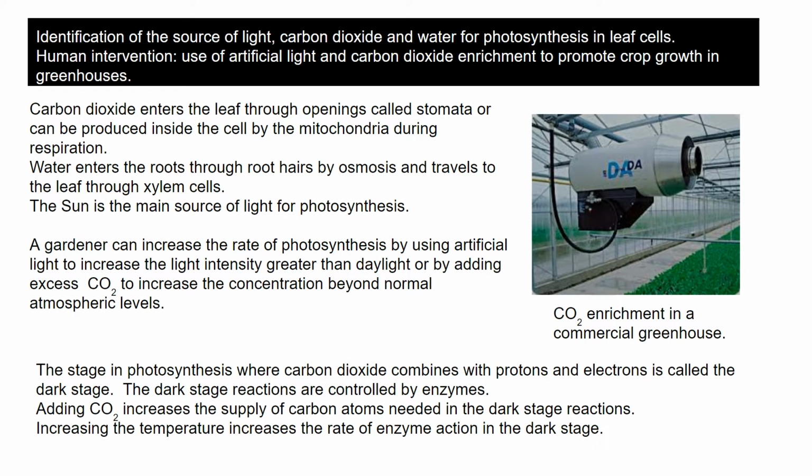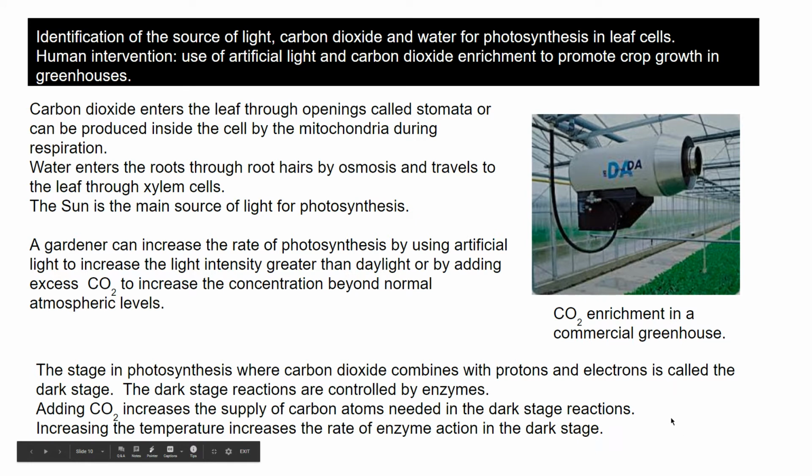The stage in photosynthesis at the bottom, where carbon dioxide combines with protons and electrons, is called the dark stage. The dark stage reactions are controlled by enzymes. Adding CO2 increases the supply of carbon atoms needed in the dark stage reactions. Increasing the temperature increases the rate of enzyme action in the dark stage.